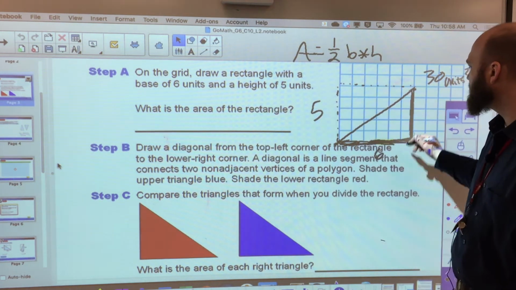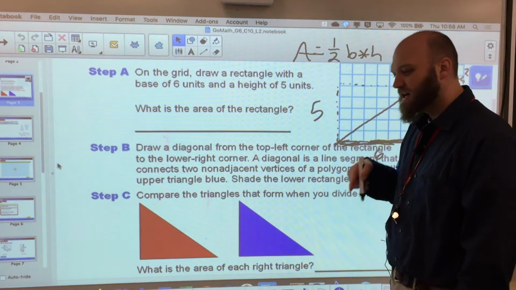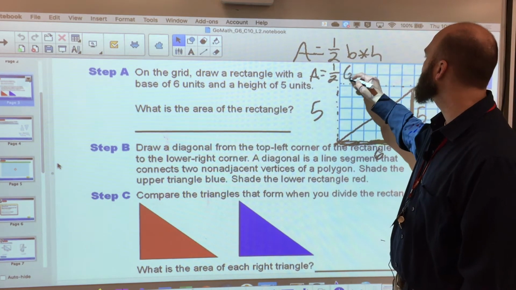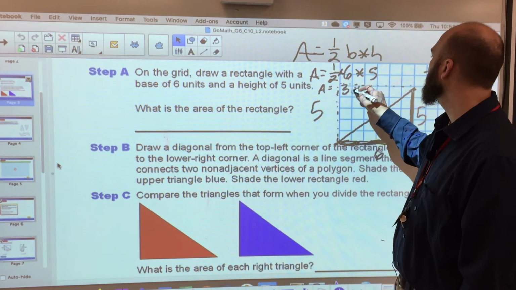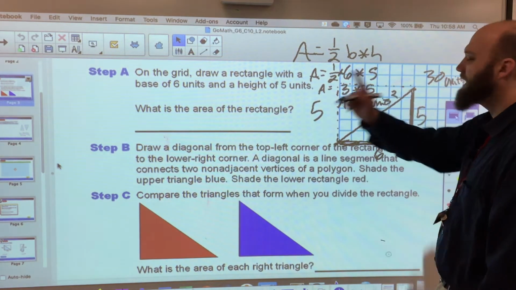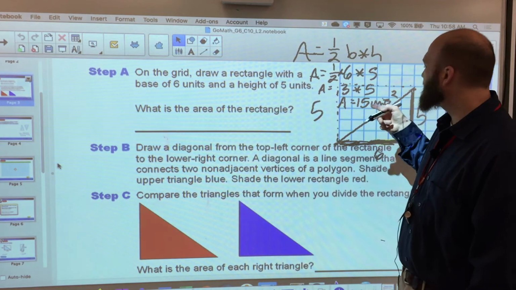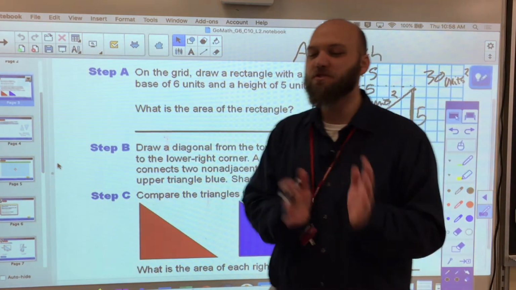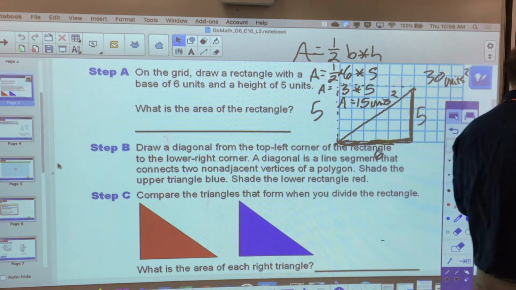The height is still 5 on this side, because this side doesn't exist anymore, and my base is still 6. So I would start with the formula area equals 1/2 times 6 times 5. 1/2 times 6 is 3, times 5. My area equals 15 units squared. Now I go back and ask myself, my rectangle was 30 units squared, and half of that is 15 units squared. You can see that a triangle is just half of a rectangle. So if I know how to solve for a rectangle or a parallelogram, when I cut it in half, I find myself solving for a triangle.